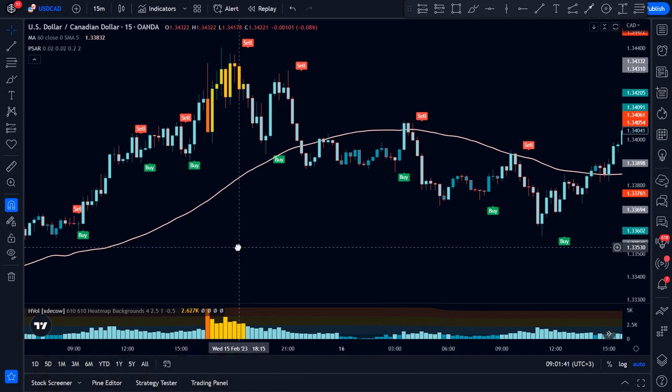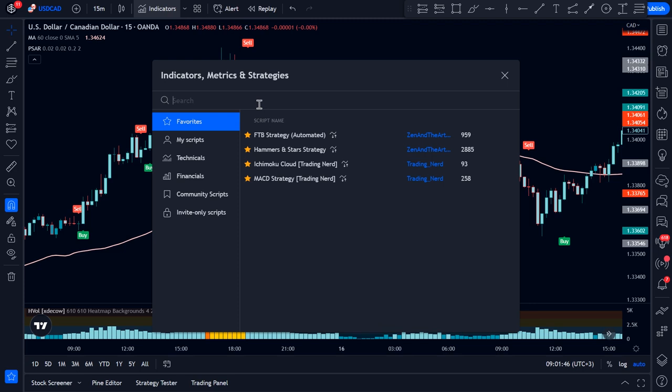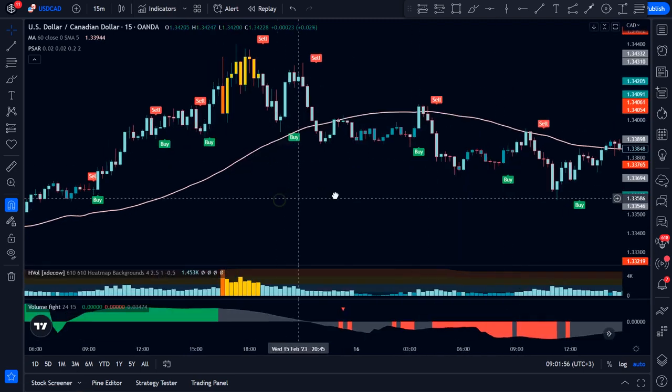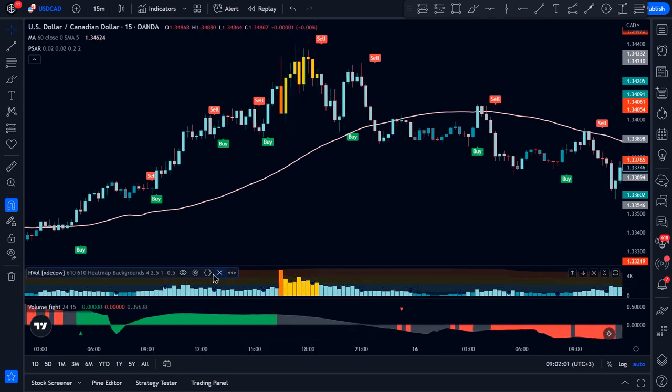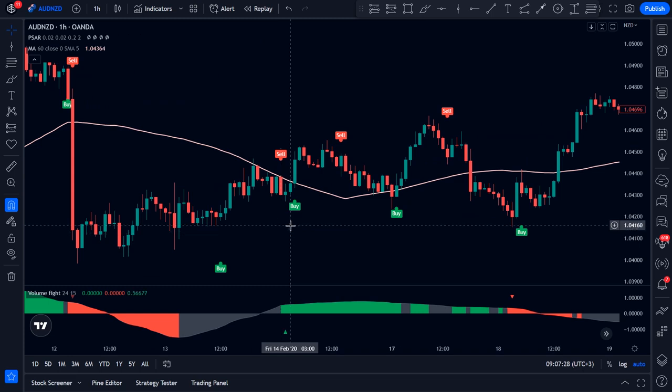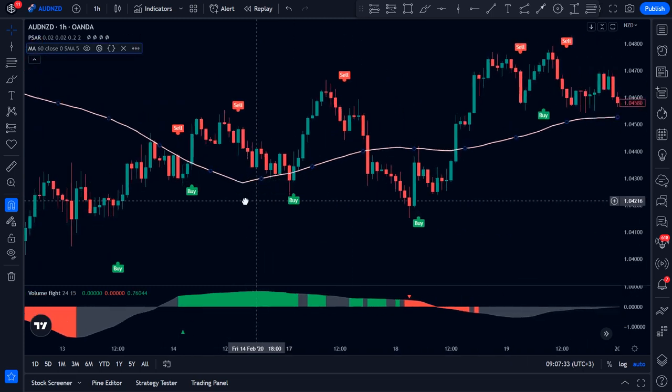To add the second indicator, click here and type in Volume Fight. Select this one by Shuttle Club. Also, let's just delete this first indicator because we're done with it. Now, the Volume Fight indicator looks for the predominance of bullish or bearish trading volume.